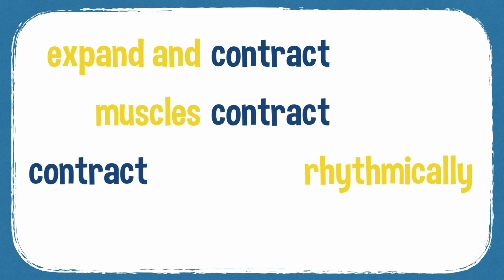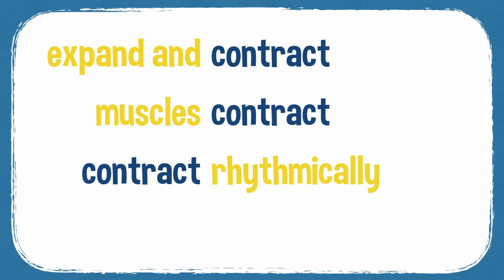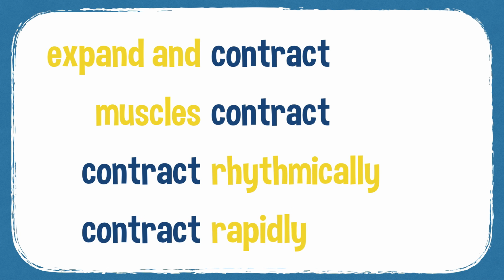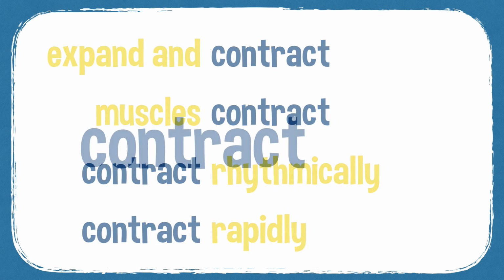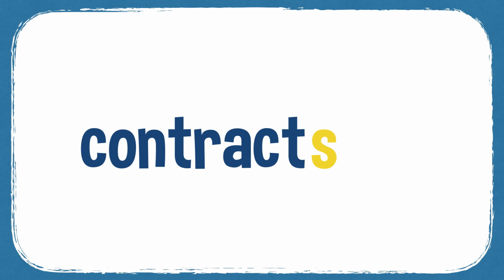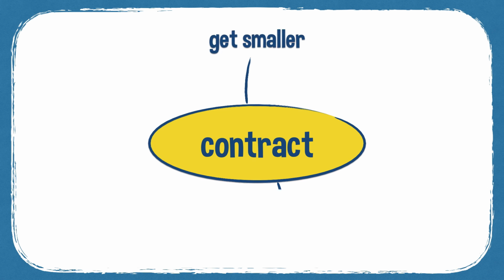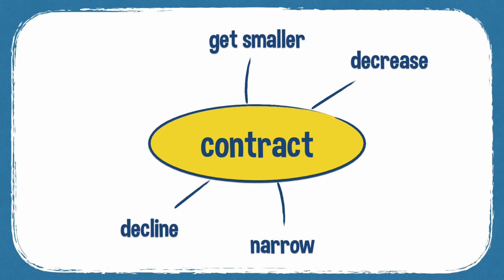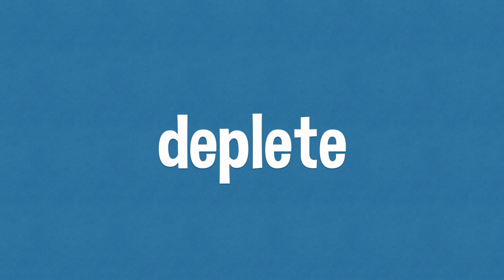Muscles contract, like the heart. The heart contracts rhythmically. Contract rapidly. Some forms here: contracts, contracting, contracted. Contraction is the noun. And some synonyms for contract: get smaller, narrow, decrease, decline, shrink.